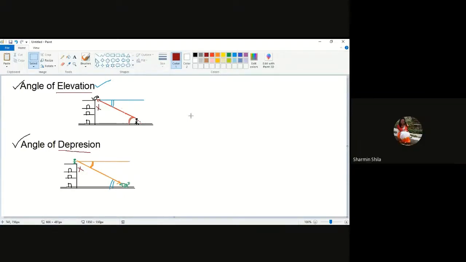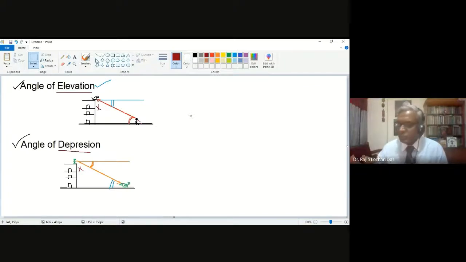Yes, sir. So that is all for today, and in the next class I will show you some real life calculation, some example problems like this, and also some triangle calculation.